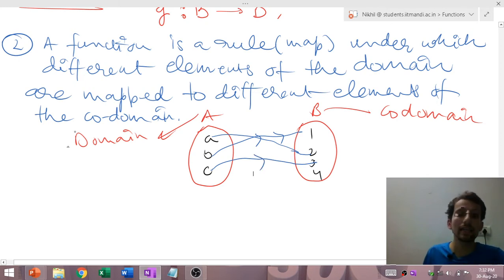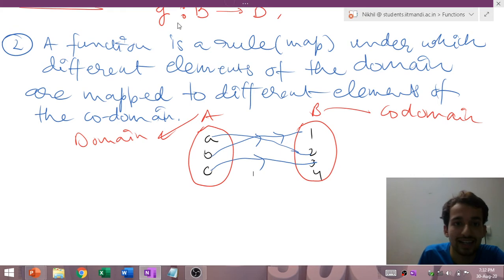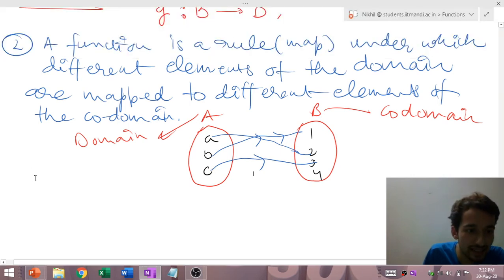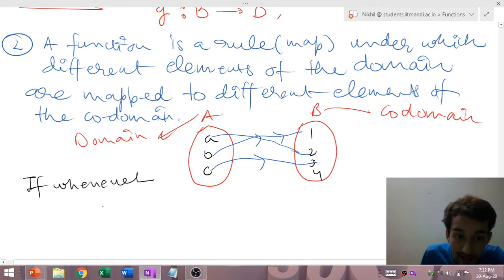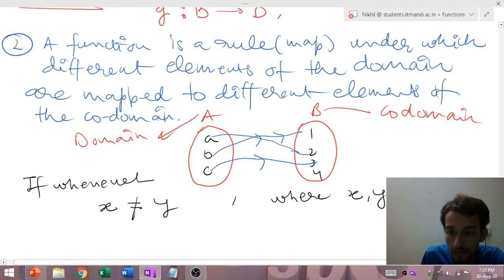So what this definition is saying, whenever you choose any two different elements from the domain, their images should also be different. That is, in general, whenever x is not equal to y, where x and y belong to the domain, their images are also not equal.